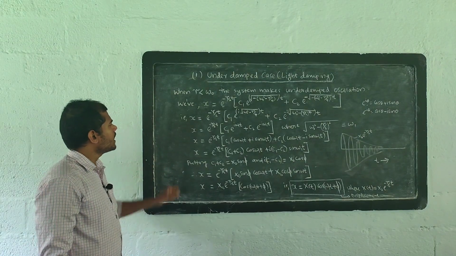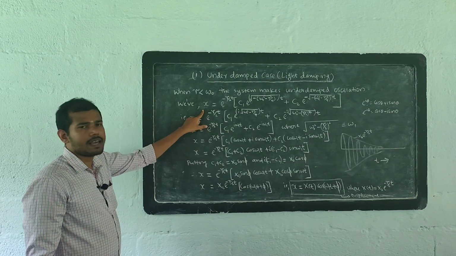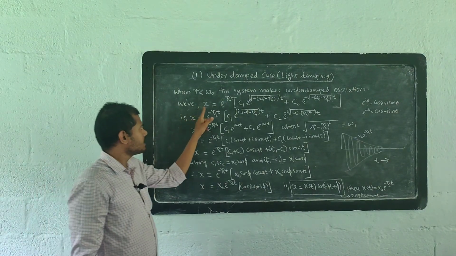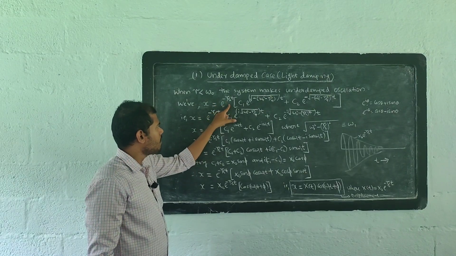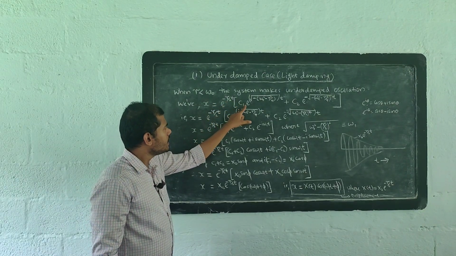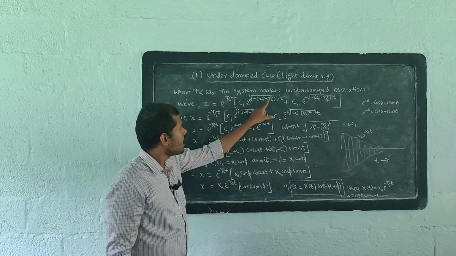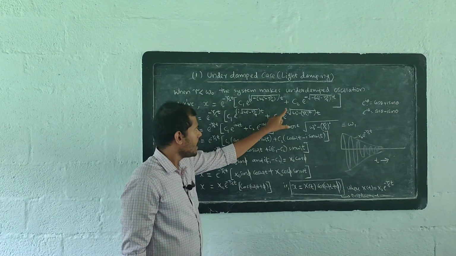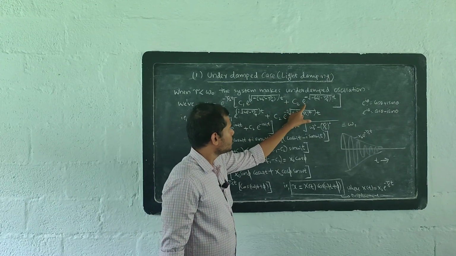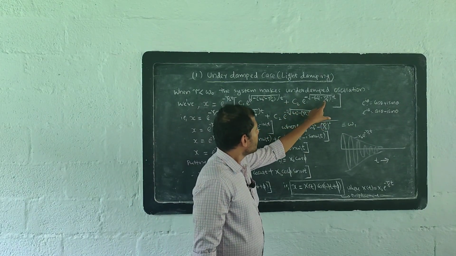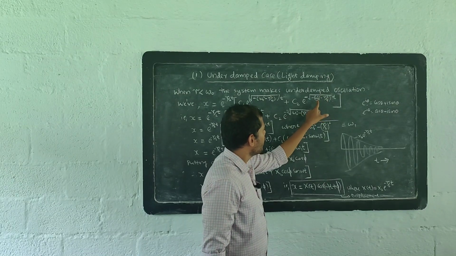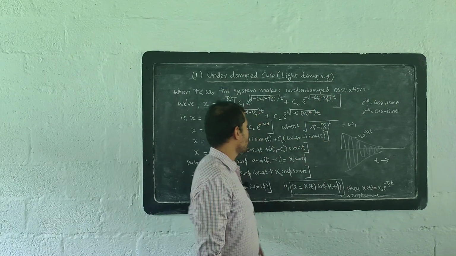We know the general expression for displacement in the case of a damped harmonic oscillator. That equation is x is equal to e raised to minus gamma by 2 t, into c1 e raised to square root of gamma square by 4 minus omega 0 square into t, plus c2 e raised to minus square root of gamma square by 4 minus omega 0 square t.